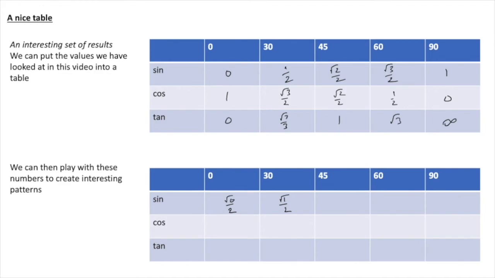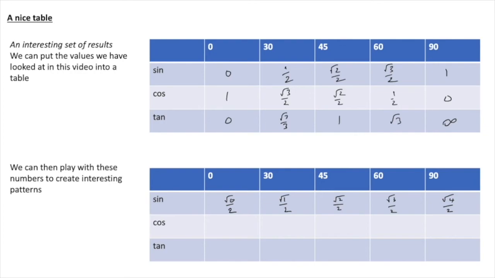A half we're going to write as root 1 over 2, and root 1 is 1, so that's still the same as a half. The next two we just copy down from above, so we have root 2 over 2, root 3 over 2, and then for 1 we write it as root 4 over 2. Root 4 is 2, 2 divided by 2 is 1, so this still matches that value, and now you can see this rather great pattern.